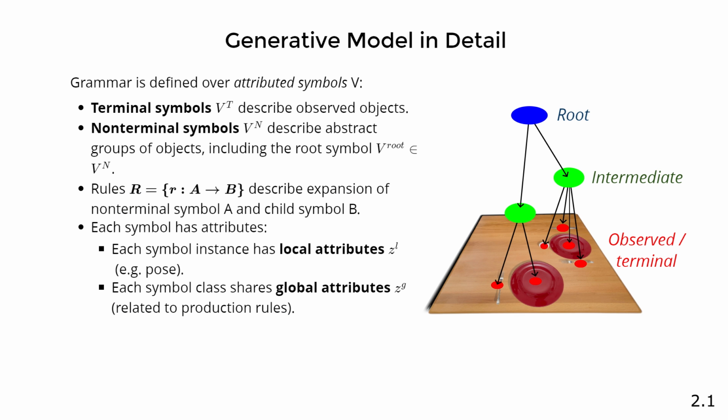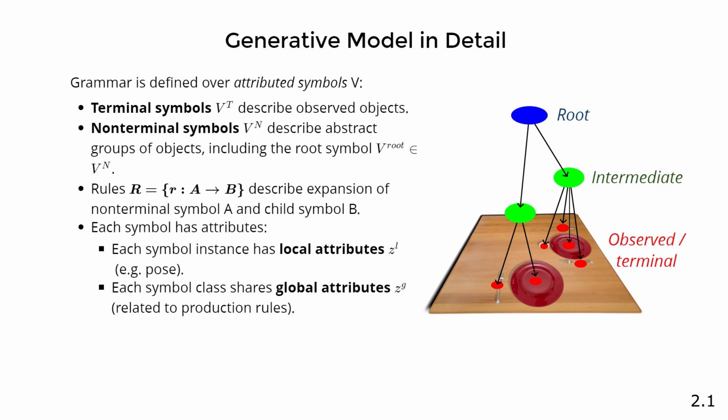The core structure we use is a scene grammar, which is defined over symbols V that have attributes. Terminal symbols, shown in red, correspond to actual observed objects, while non-terminal symbols correspond to intermediate structures, like groups of objects. There's always a single root symbol at the root of the tree. Rules describe how to expand a non-terminal symbol into a group of other symbols. Rules describe how the elements of the scene are grouped together, and allow you to start with just a root node and expand out all the different possible scenes.